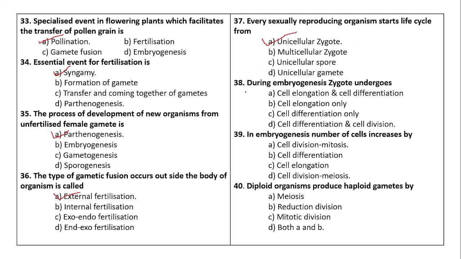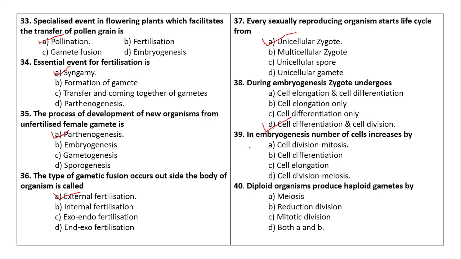Next one, that is 38. During embryogenesis, zygote undergoes what? That means during the formation of embryo, the zygote undergoes cell division. You already know. And of these options, where is the cell division? First option, there is no cell division. Second option, there is no cell division. Third option, there is no cell division again. Then the answer is the fourth option, where cell division is there. That means for the formation of embryo from the zygote, cell division must take place. That is why cell division and cell differentiation will lead to the formation of embryo.